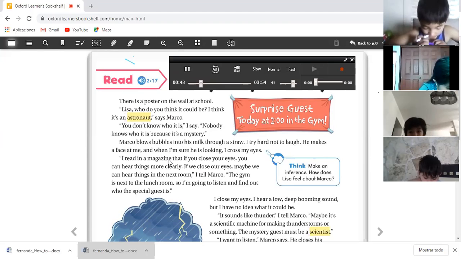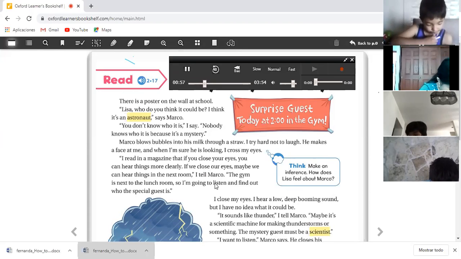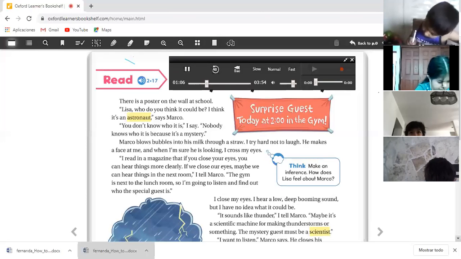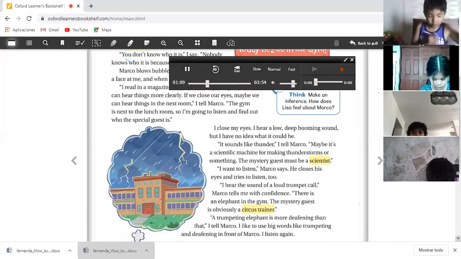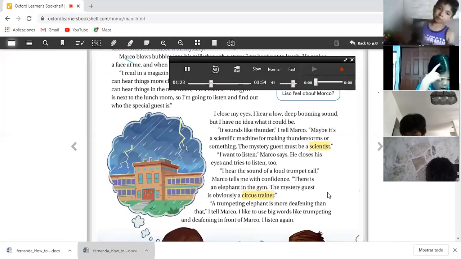I read in a magazine that if you close your eyes, you can hear things more clearly. If we close our eyes, maybe we can hear things in the next room, I tell Marco. The gym is next to the lunchroom, so I'm going to listen and find out who this special guest is. I close my eyes. I hear a low, deep, booming sound, but I have no idea what it could be. It sounds like thunder, I tell Marco. Maybe it's a scientific machine for making thunderstorms or something. The mystery guest must be a scientist.